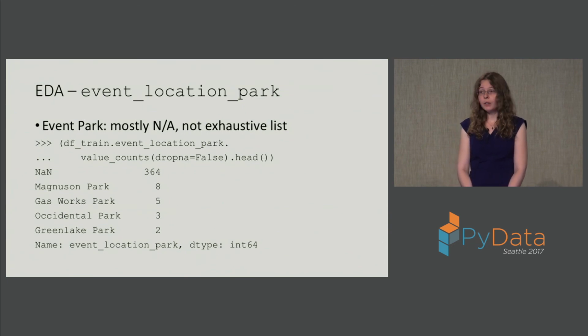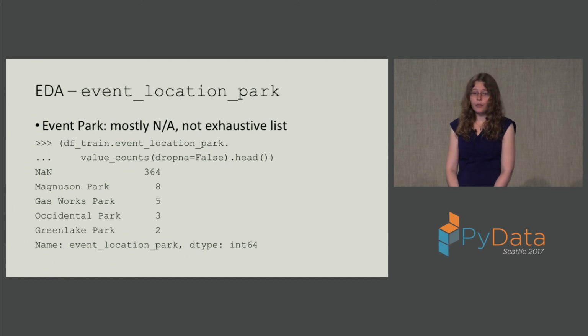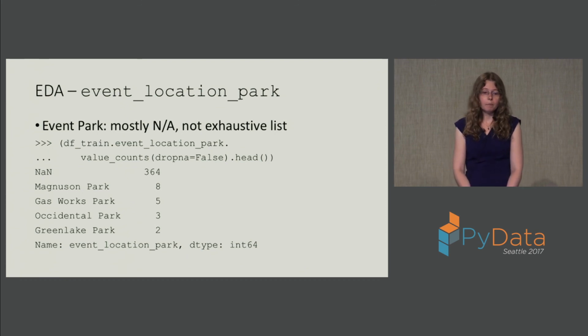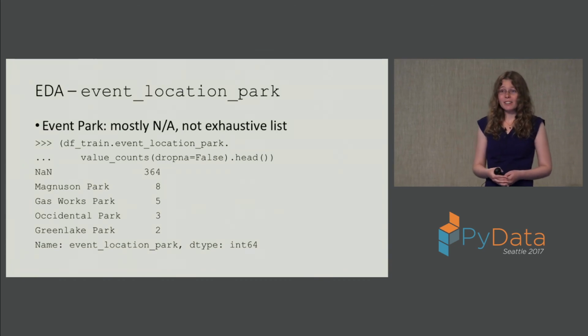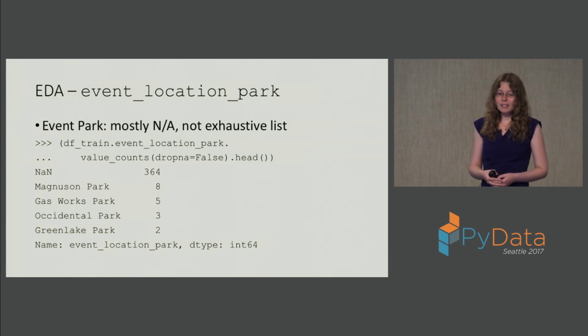So I'm using the value counts function here from Pandas. And then some of the most common parks to have events in include Magnuson, Gasworks, Occidental, Green Lake. So we've got maybe 40 rows that have a park. But Seattle has over 400 parks. So there's a pretty good chance that our test data is going to have some parks in it that we've never seen before. And it's important that our transformer know how to handle that gracefully.